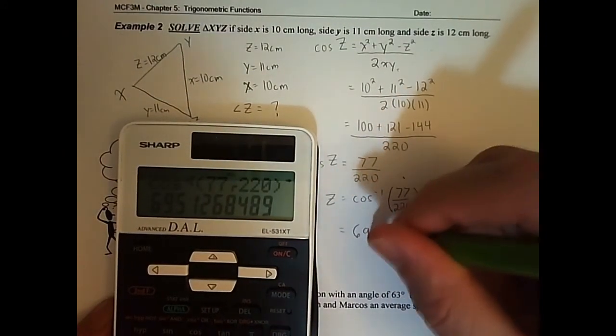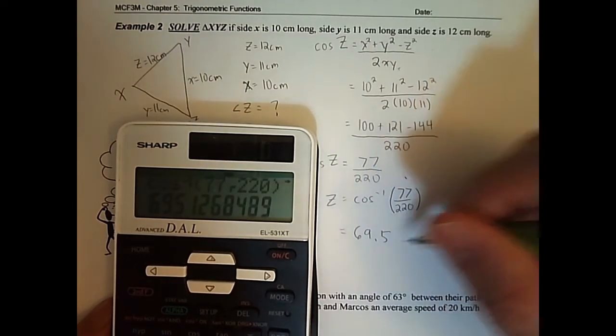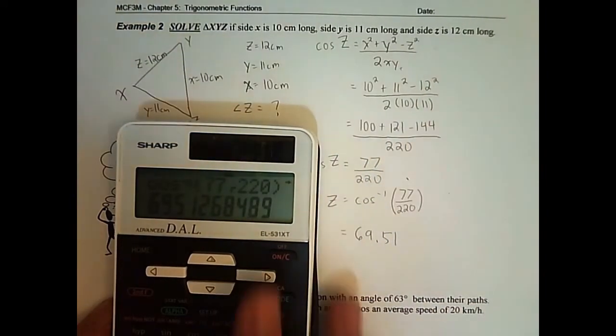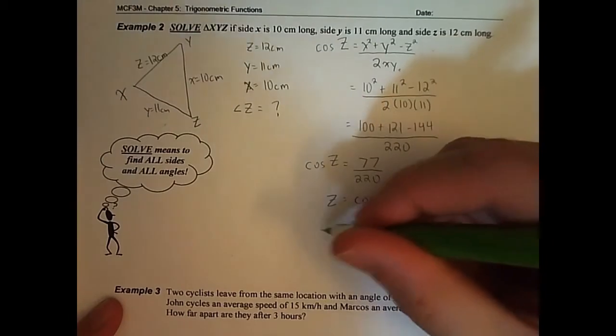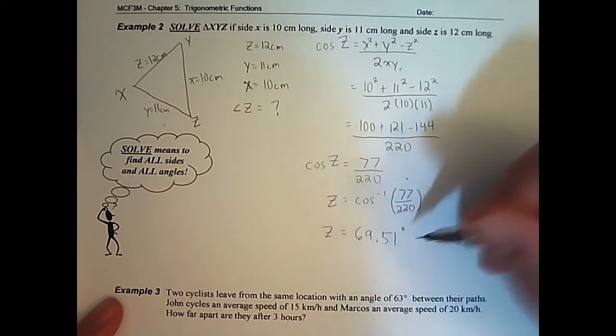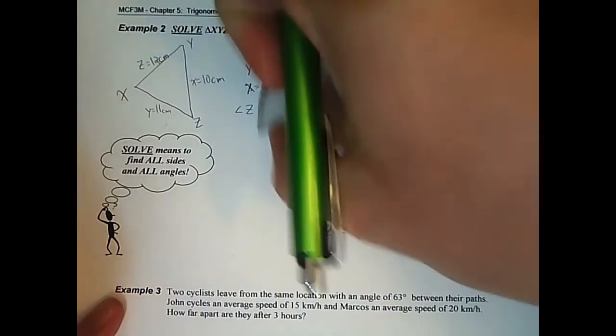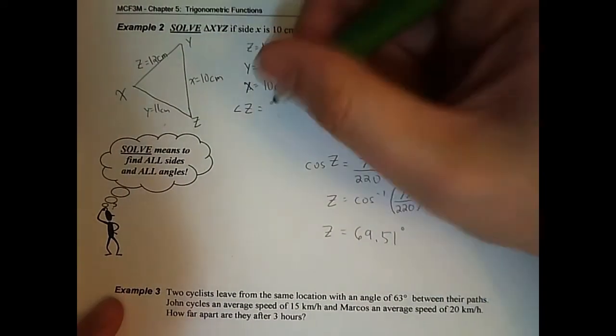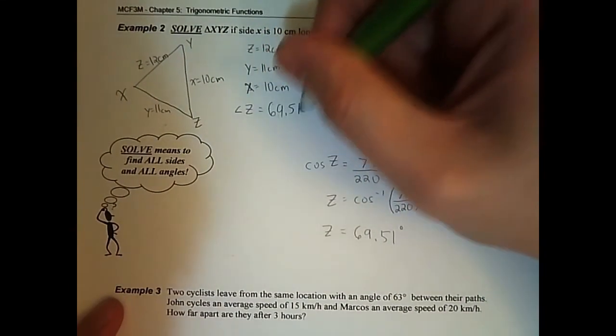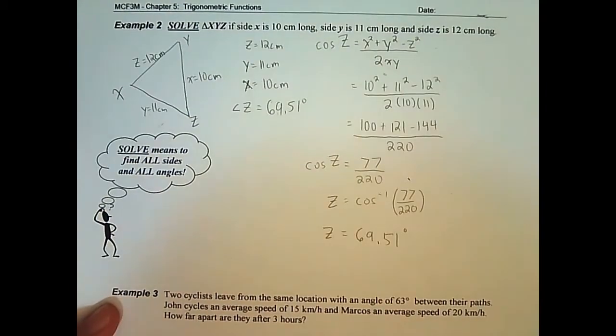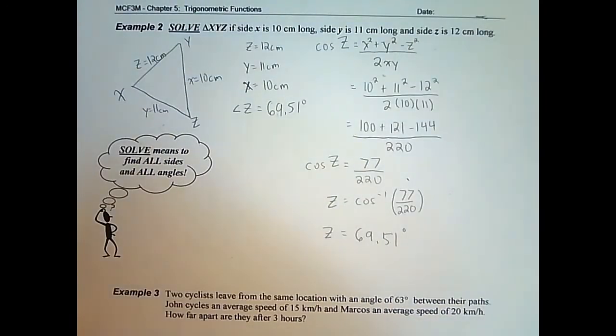And I'm going to get, angle is 69.51 with rounding. So angle Z is 69.51. So we can change this now. Okay, we got one angle.